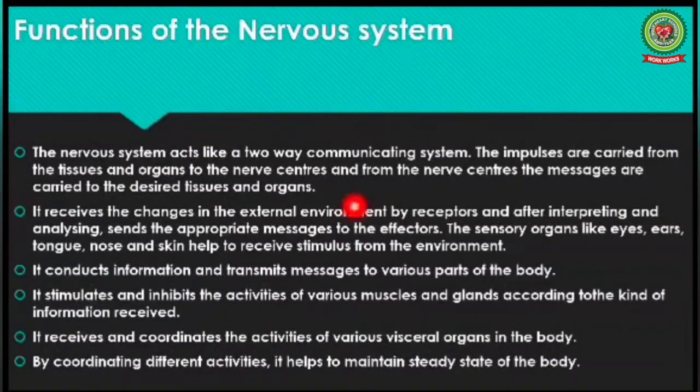First of all, the functions of nervous system. The nervous system acts like a two-way communicating system. The impulses are carried from the tissues and organs to nerve centers, and from the nerve centers, the messages are carried to the desired tissues and organs. It receives the changes in the external environment by receptors and after interpreting and analyzing sends the appropriate messages to the effectors. The sensory organs like eyes, ears, tongue, nose and skin help to receive stimulus from the environment.